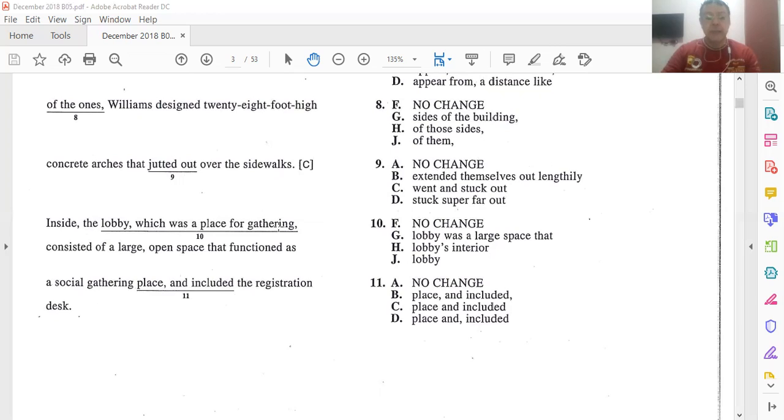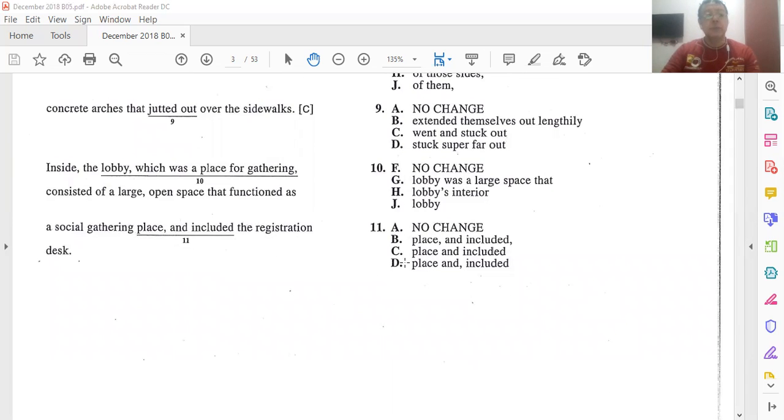Moving on to 10. Inside the lobby, which was a place for gathering, consisted of a large open space, blah, blah, blah. So we have "lobby" here, and then G, "lobby was a large space that", "lobby's interior", and then "lobby". That one is quite repeated. If we have a word that is repeated in the four choices, and one is shorter and makes sense, then we should opt for that. So J is the best answer. There is no point in saying the lobby of the motel, for example, which was a place for gathering, because we know that the lobby is a place for gathering. So there's no need to repeat this one more time. So 10J, the best answer is J.